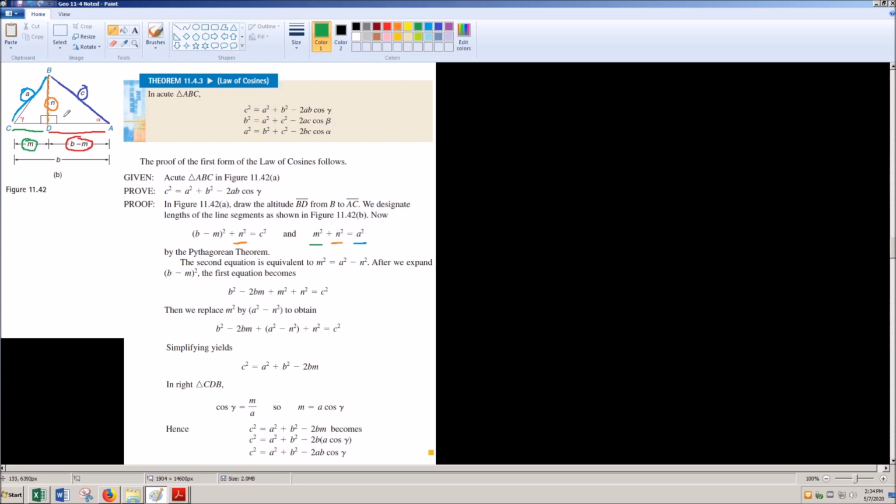Here I'm going to say the same thing: leg squared plus leg squared equals hypotenuse squared. So let's color in those values here. And we're good to go.